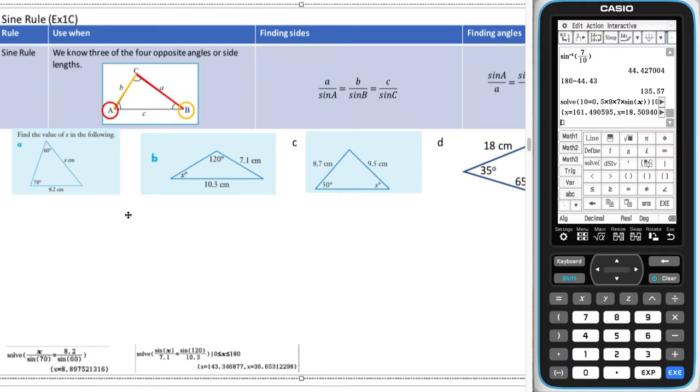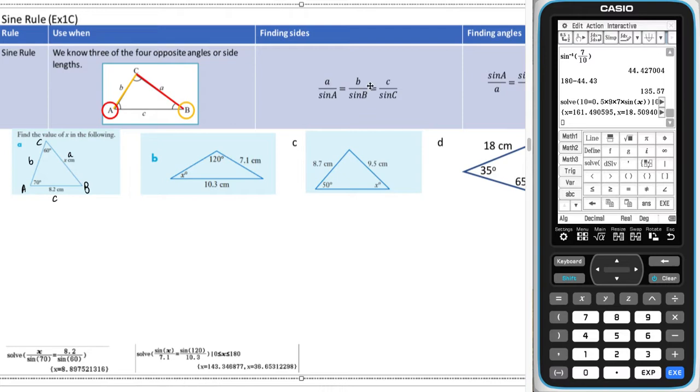Our first step is to label our triangle. So A, B, and C, and then the opposite sides, small a over here, small b, and small c. Now you can see here we're trying to find x, which is a side length, so we're going to be using one of these. Now we've got angle A and angle C that we care about.